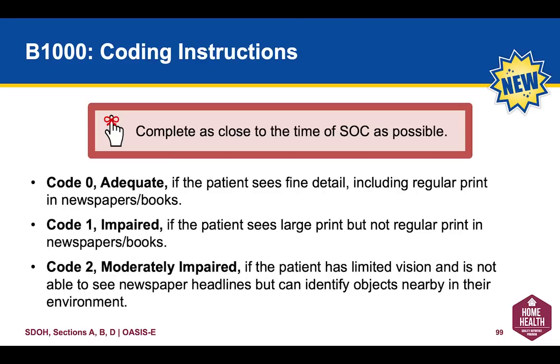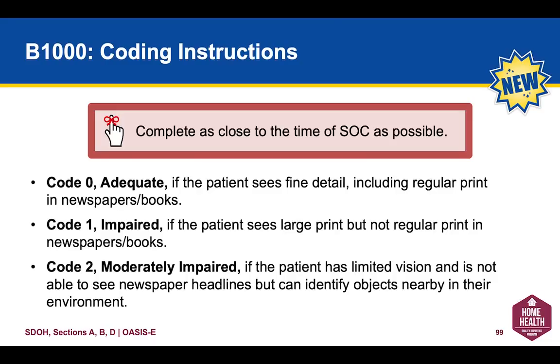For this data element, the same coding instructions apply as they did for hearing. As stated, this data element is completed only at SOC, as close to the time of SOC as possible. Once the assessor has completed the visual test, they should choose one of the following response codes that corresponds to the results of their findings. The assessor would code 0, adequate, if the patient sees fine detail, including regular print in newspapers and books. Code 1, impaired, if the patient sees large print, but not regular print in newspapers and books.